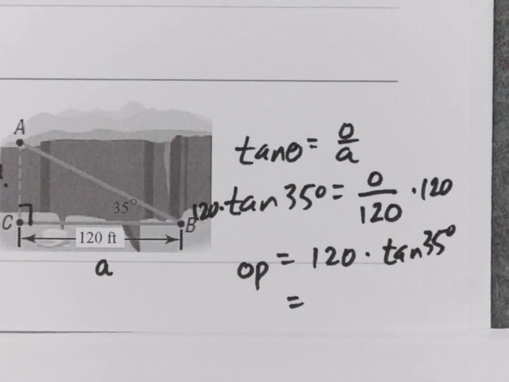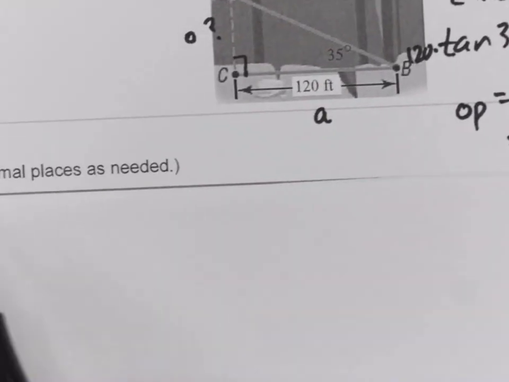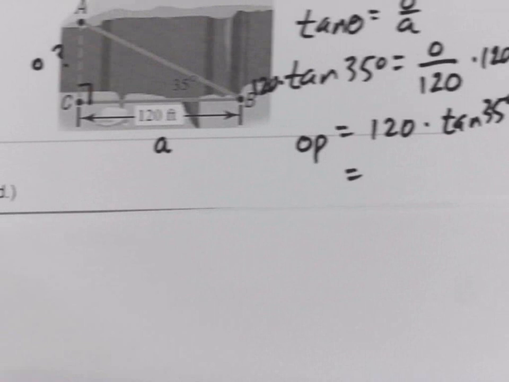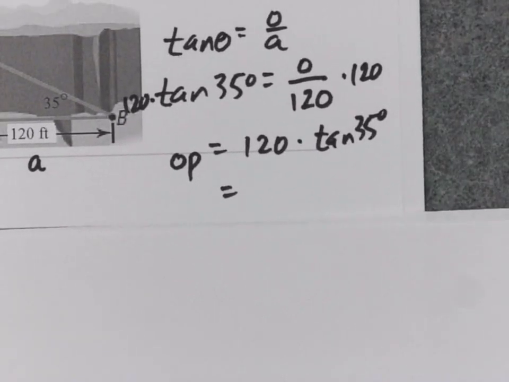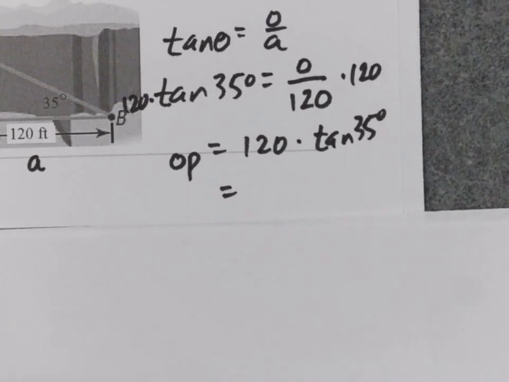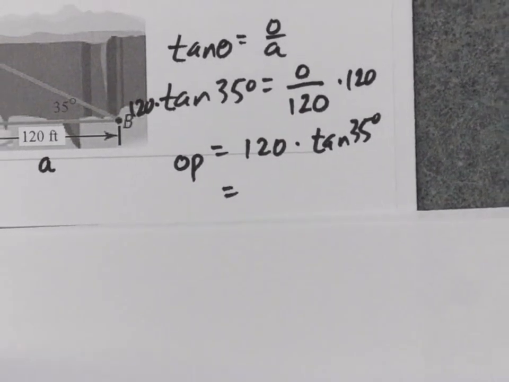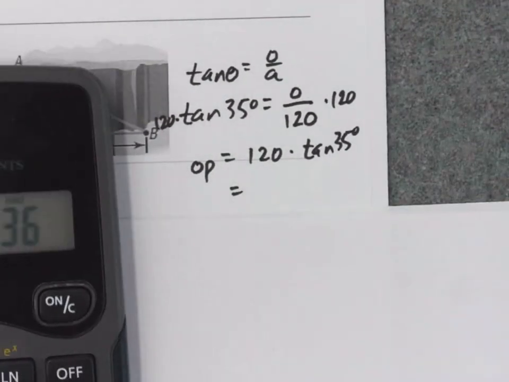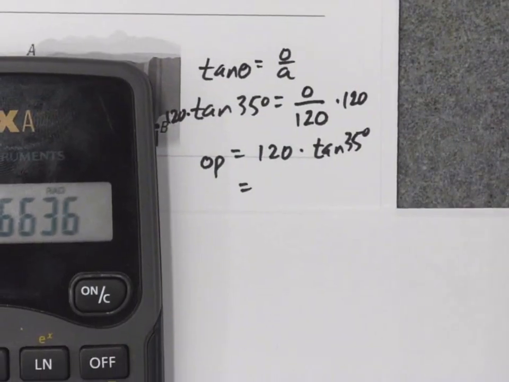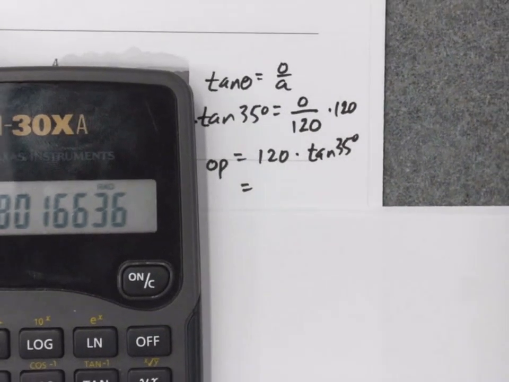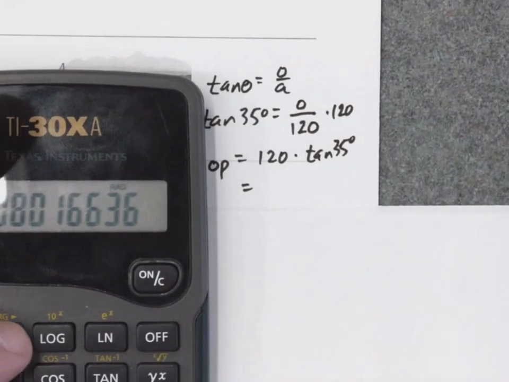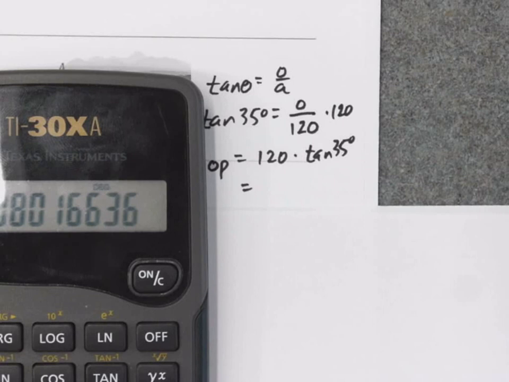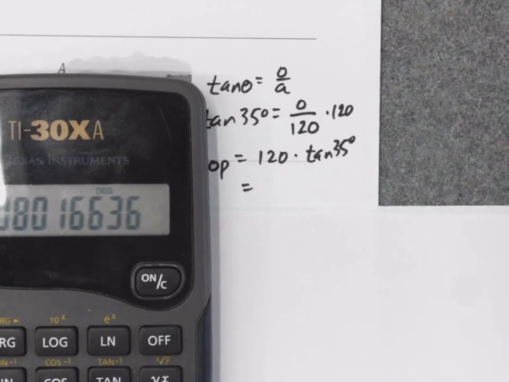So you get your calculator, and it says, you can't see it here, but it says round it to 2 decimal places. You've got to make sure your calculator's in the degree mode. Right now my calculator's in the radian mode because I was just doing a problem with radians. So I'm going to make sure my calculator is in the degree mode. You can see here it says radians. Now it's in degrees.